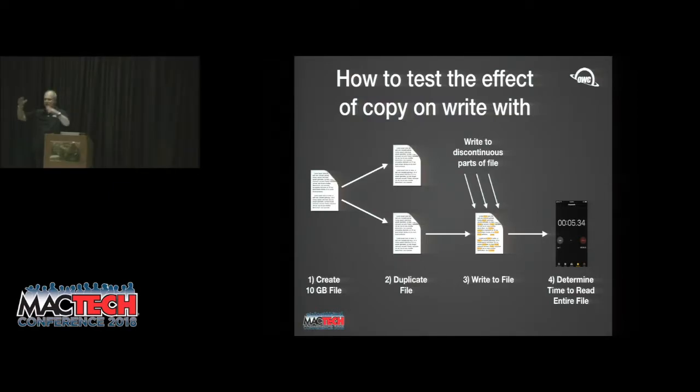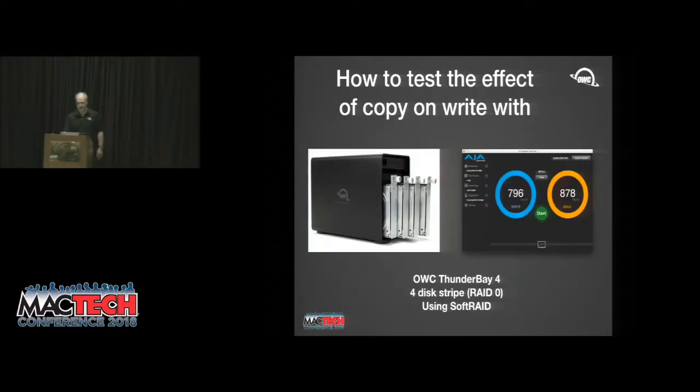Now, obviously, we need to unmount and remount to make sure there's nothing in cache. And we do that. I do this 10 times. For every iteration, I do 1,000 fragments. So at the end, I've got a file with 10,000 fragments in it.